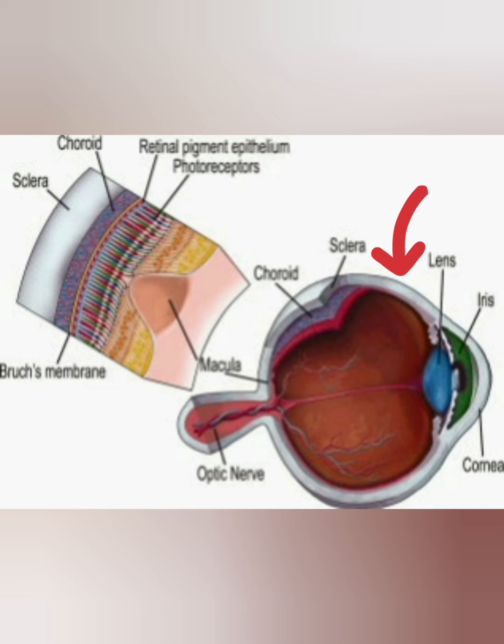Now this pigmented layer overlies all of the choroid layer and extends forward just behind the ciliary body and then behind the iris, and finally stops here. It is not going beyond this area. Okay, so it is actually absent in the front of the iris.